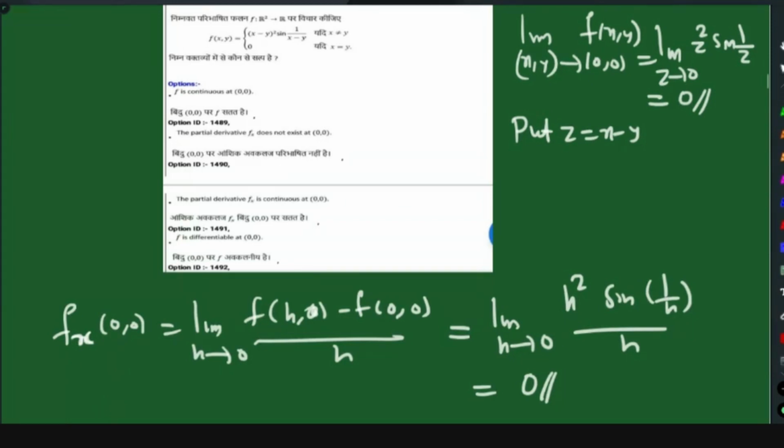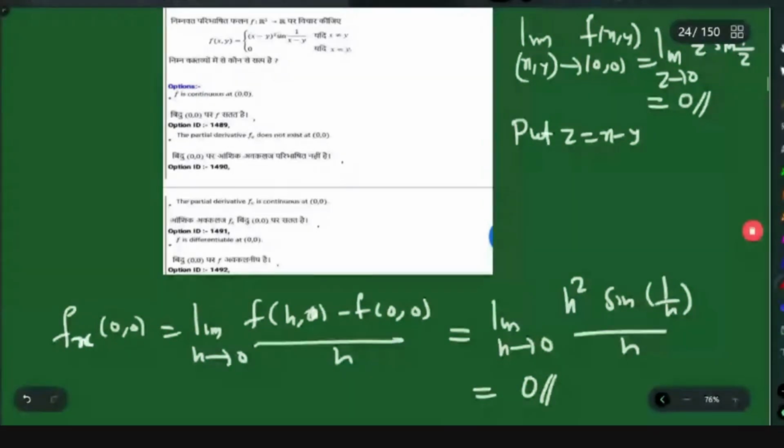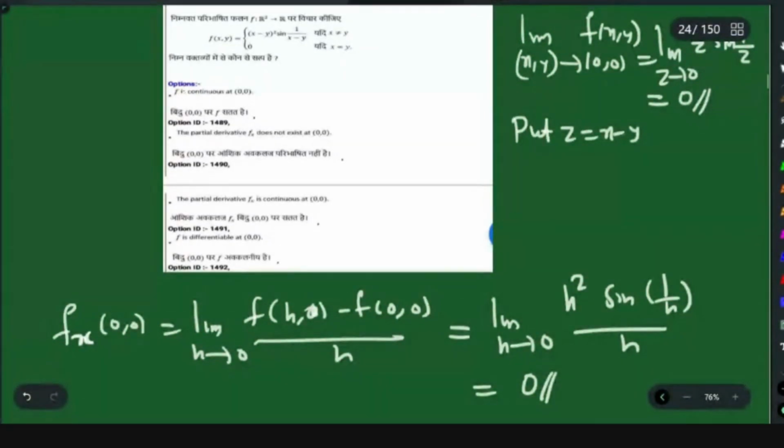So what are the correct options? The first option is correct: f is continuous at (0, 0). And the option that the partial derivative does not exist is wrong. The second option is wrong. The third option is wrong. And the fourth option is correct. So the first option and fourth option are correct. Do you understand this? Is that clear?